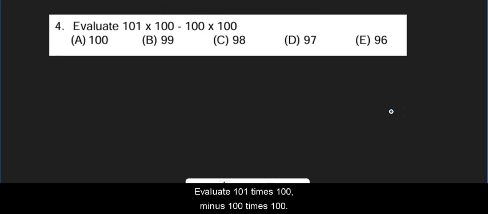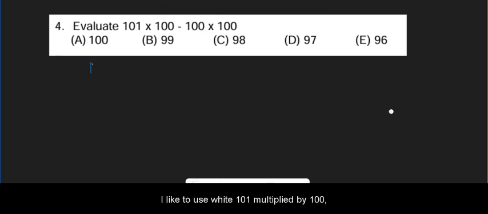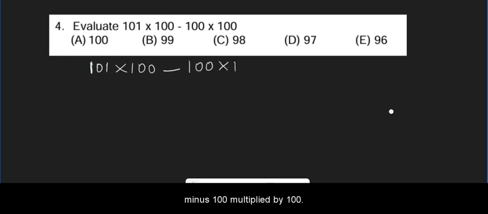Question 4. Evaluate 101 times 100 minus 100 times 100. So how do you evaluate that? Okay, another way, the simplest way here is to find a common factor. So let's write this down quickly. I like to use white. 101 multiplied by 100 minus 100 multiplied by 100.